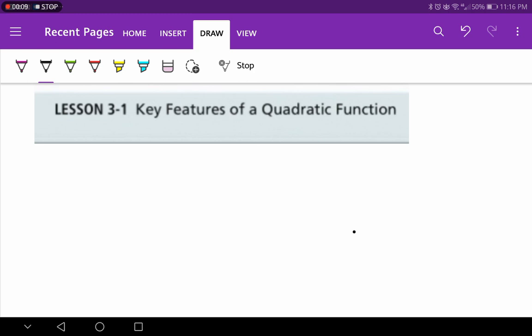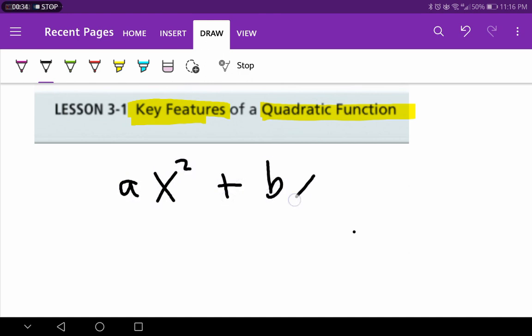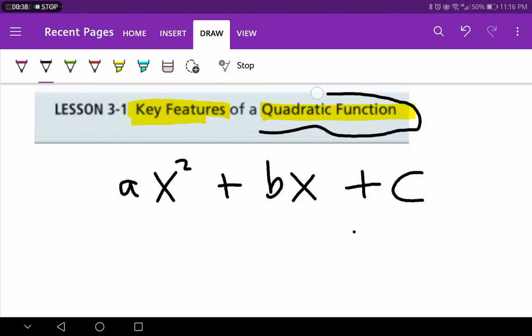Our lesson today, 3-1, Key Features of Quadratic Function. I know you don't know yet what the key features are, and we will study the key features of quadratic function. Quadratic function, I know you know it, which is ax squared plus bx plus c, and this is the standard form for all quadratic functions.